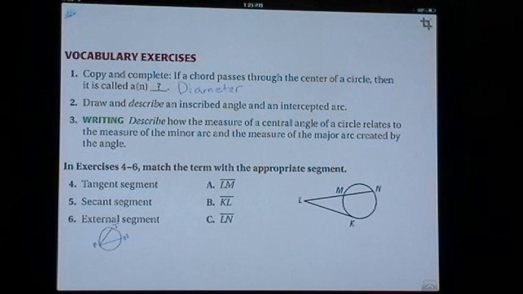A tangent segment is LK, or KL. The secant segment is LN, and the external segment is, well, an example of an external segment is LM.